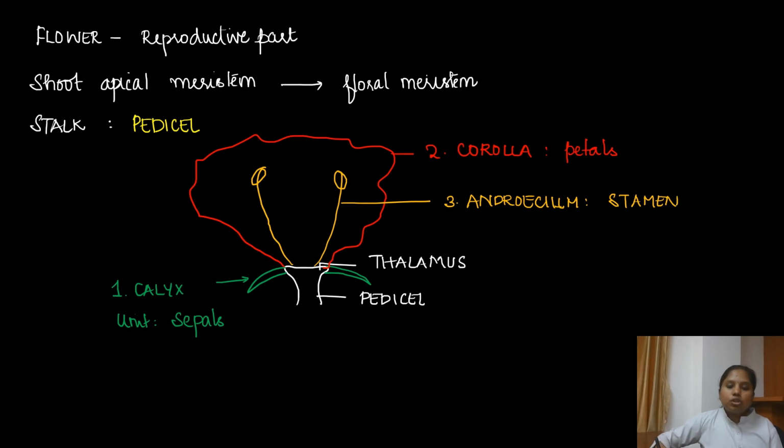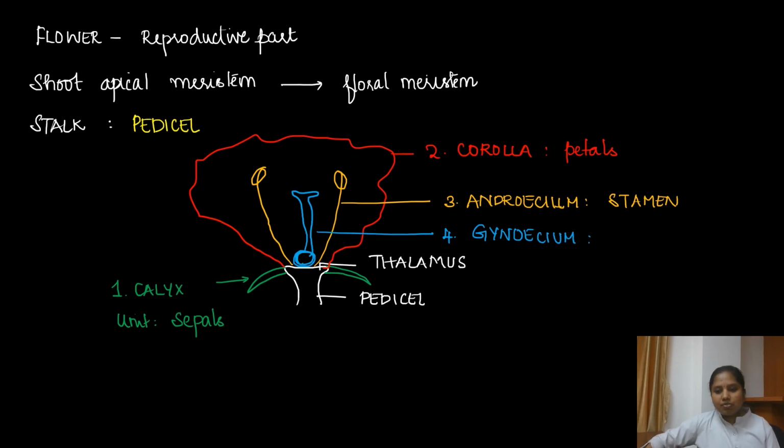The fourth and innermost whorl is your gynoecium, which has three parts, that is stigma, style and ovary. This is the innermost and final whorl, which is the gynoecium. The unit for gynoecium is the carpel.